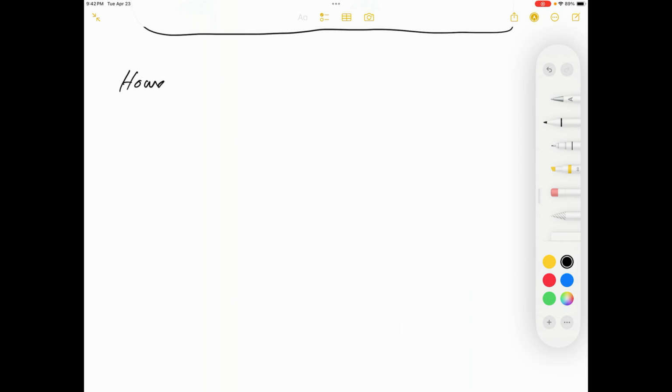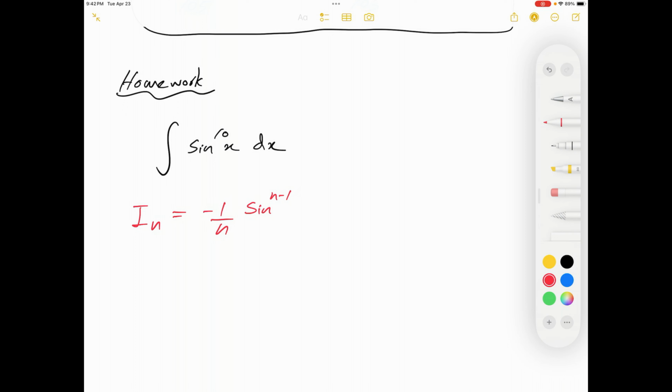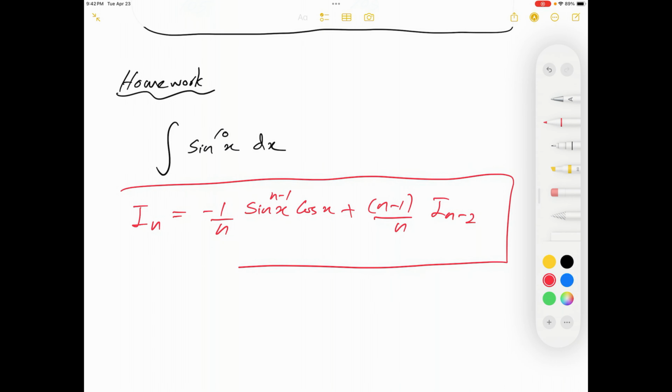If you would like to try the recursion, here's a homework question for you. Integrate sine 10th power x dx. But I need to give you two guidelines. Before applying that recursive equation, please make sure that you derive the result: I_n equal to negative 1/n sine to the n minus first power x cosine x plus n minus 1 over n I_(n-2).